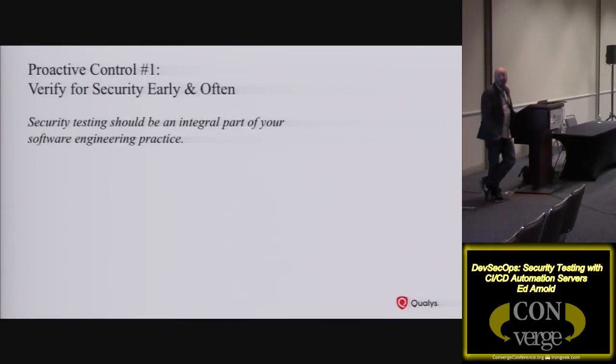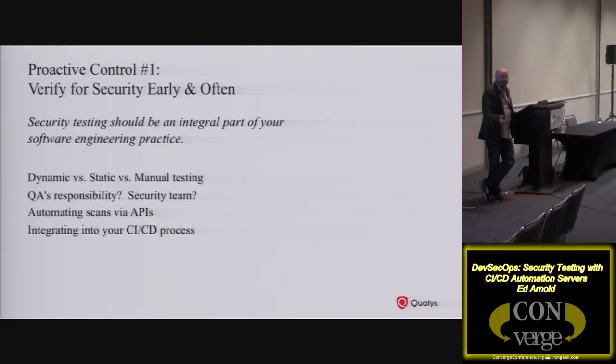So one says, security testing should be an integral part of your software engineering practice. I agree, it should be. So that's why we're working towards this, to get ourselves in a little earlier. But how do you do that? Do you do dynamic testing, static testing, manual testing? Whose responsibility? We can have the QA department do it because they're already doing some automated testing, some Selenium testing maybe. Security team going to do it? Are you going to automate your scans via an API? You should. And you're going to integrate yourselves right into that process.